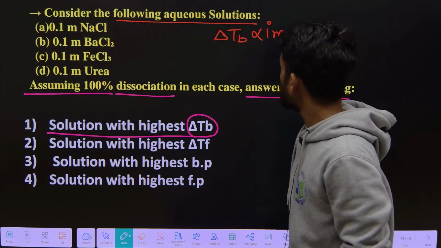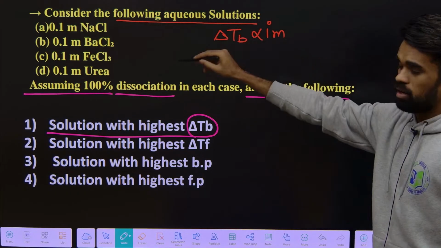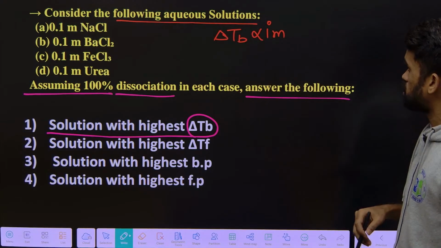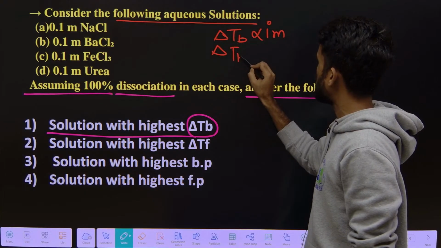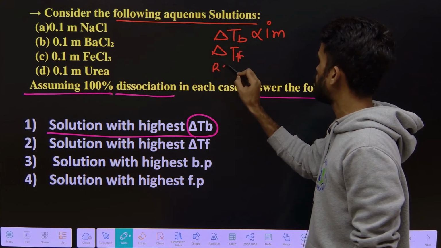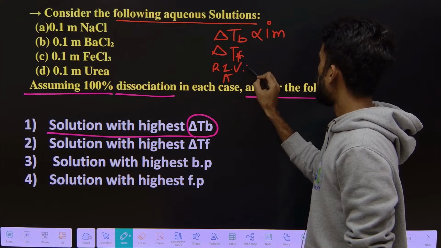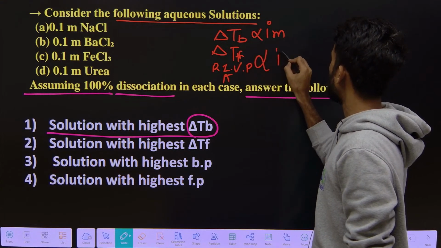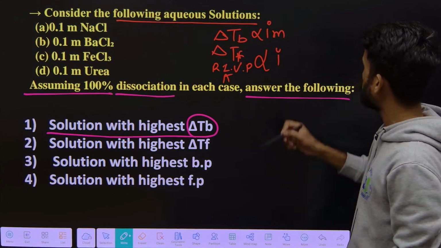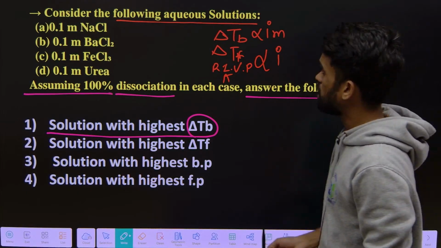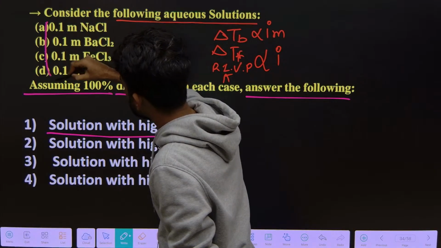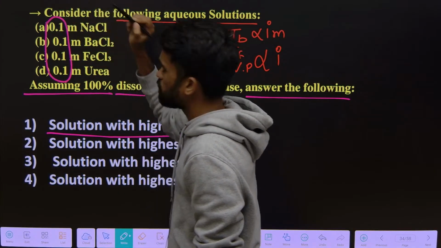Okay, so these two things must be considered in all of these options. Even if I ask for any colligative property, it can be delta TB, delta TF, RL, VP and osmotic pressure. All these are directly proportional to their molar concentration or molarity, or the concentration simply, and multiplied with Van 't Hoff factor. See, in all these four options, the concentration remains fixed right now.